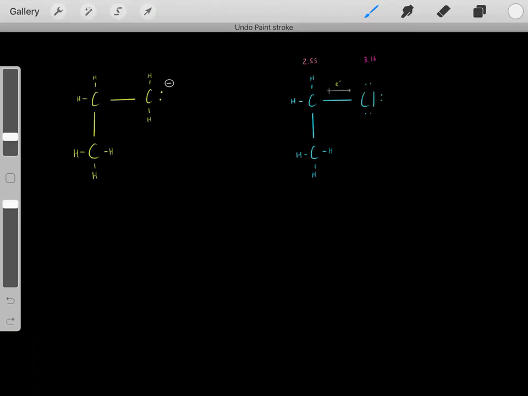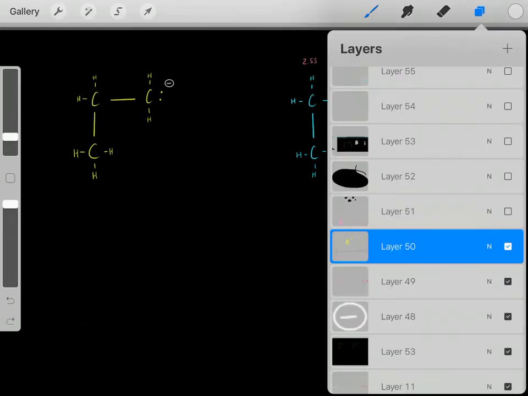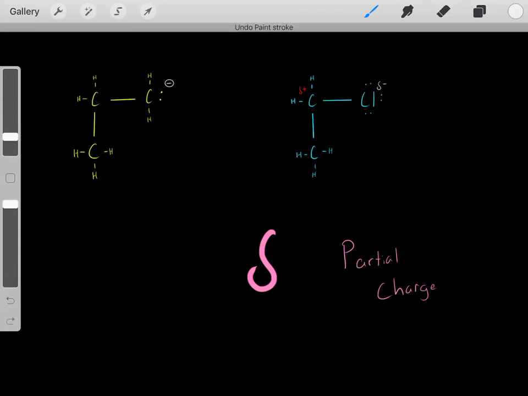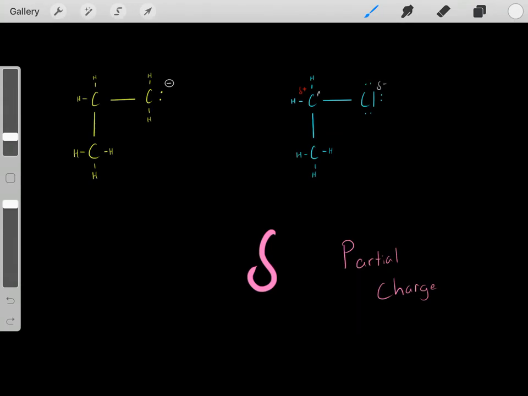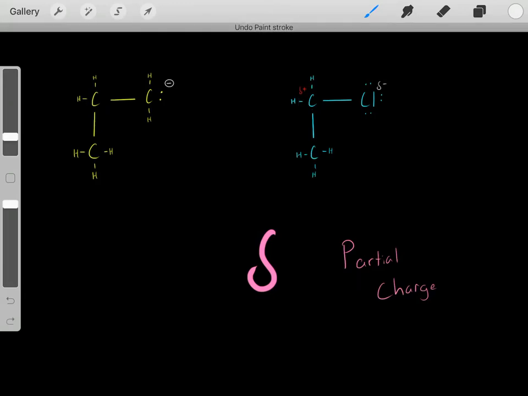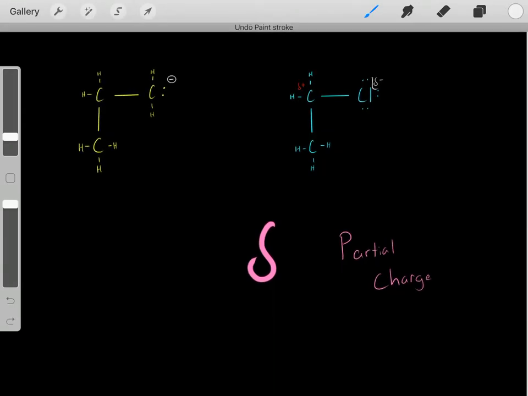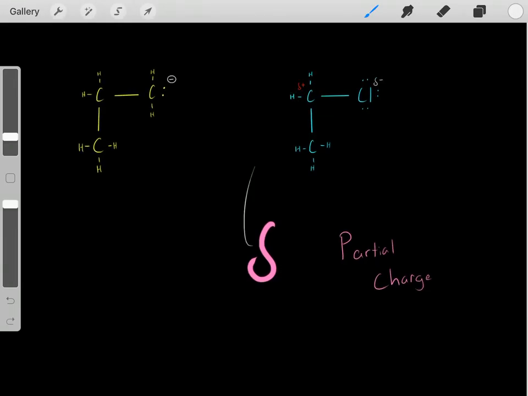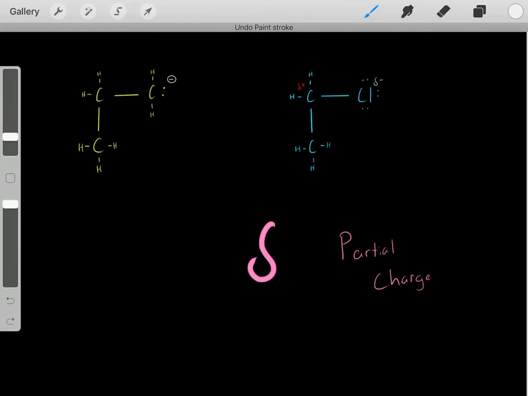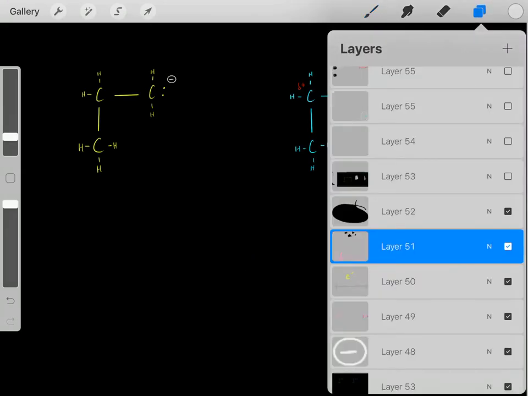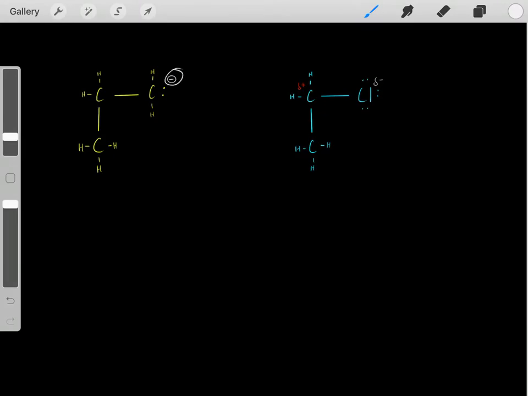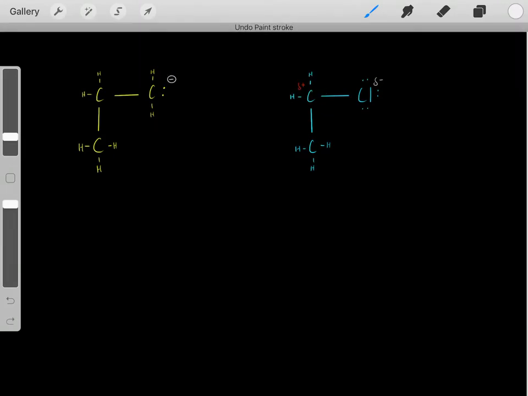So what happens when this chlorine hogs and steals some of that negative charge density? Well, now this chlorine will have a partial negative charge. We know it's stealing that negative charge density, so it's going to have a partial negative charge. And if it's stealing negative charge, this carbon is going to lose negative charge density, so it's going to have a partial positive charge. And that's what this symbol means. This symbol is essentially the symbol for partial charge. So this carbon has a partial positive charge, and this chlorine has a partial negative charge due to the difference in electronegativity. So now that we know this carbon has negative charge, and this carbon has some positive charge, we know they're going to react.